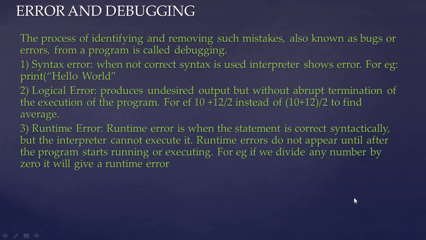Next is a runtime error. It is when the statement is correct syntactically, but the interpreter cannot execute it. They do not appear until after the program starts running or executing. For example, if we divide any number by 0, it will give a runtime error because it is not defined.